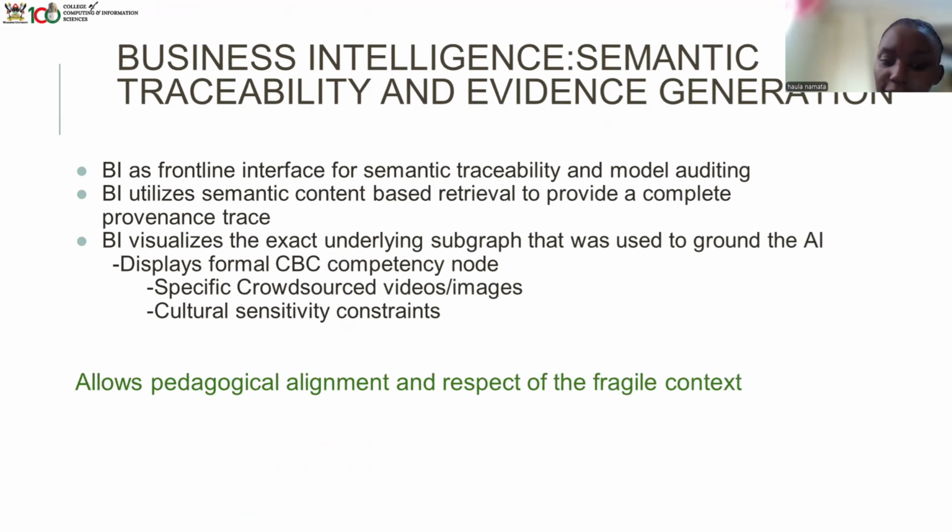So the business intelligence and traceability evidence generation. Here, we conceptualize the business intelligence as a semantic traceability and evidence generation interface rather than a traditional dashboard system. Our BI layer functions as an epistemic auditing interface for AI-generated educational content. Instead of static charts, the system performs semantic content-based retrieval. Users can inspect the exact curriculum competency, the multimedia evidence, and the graph substructures used around the AI-generated lessons. This enables verifiable education evidence generation.